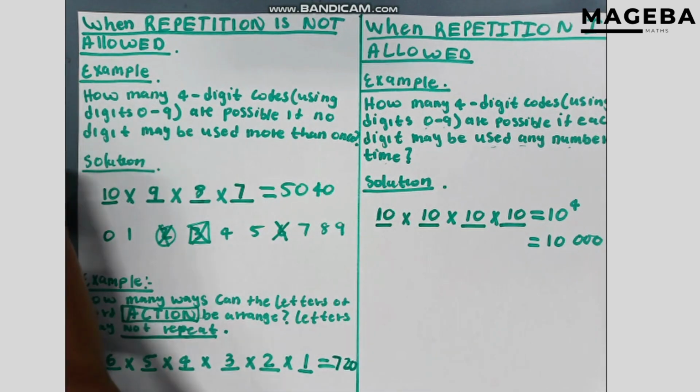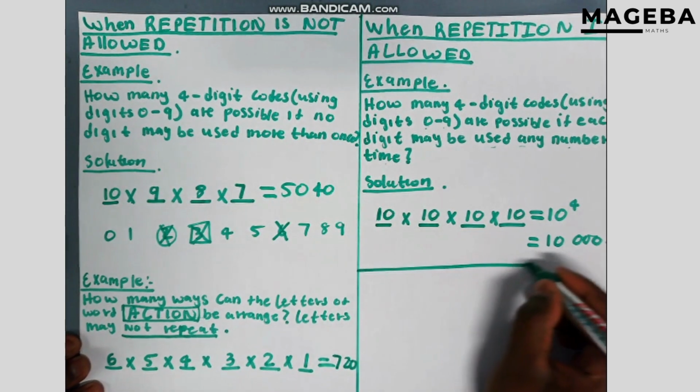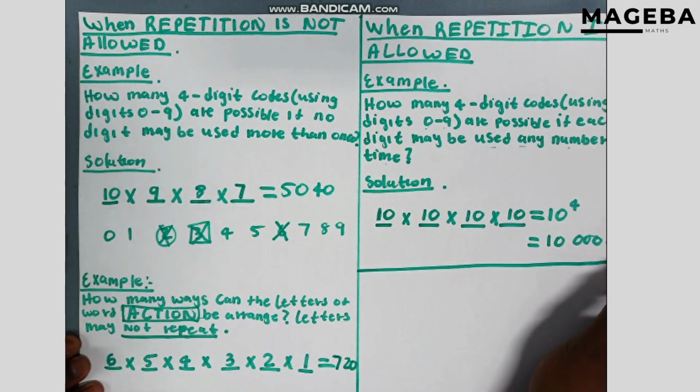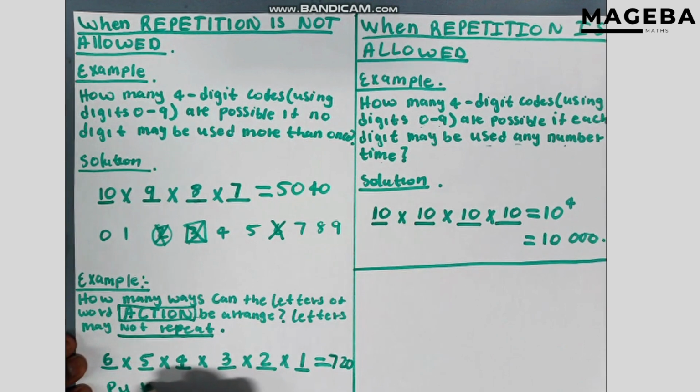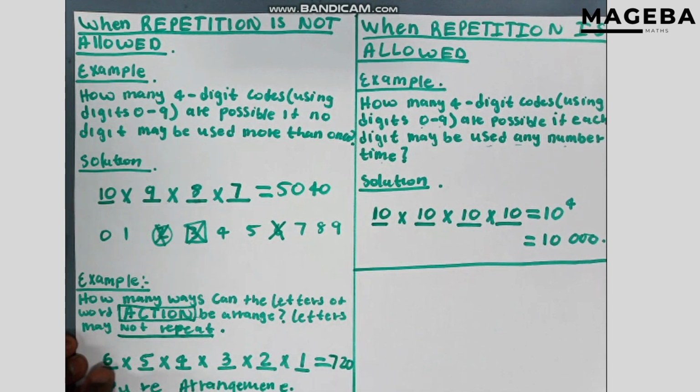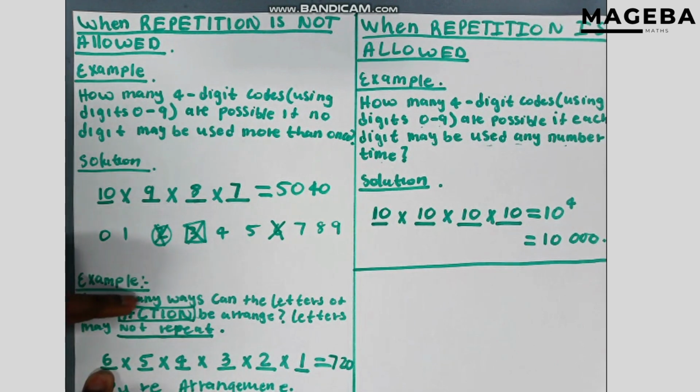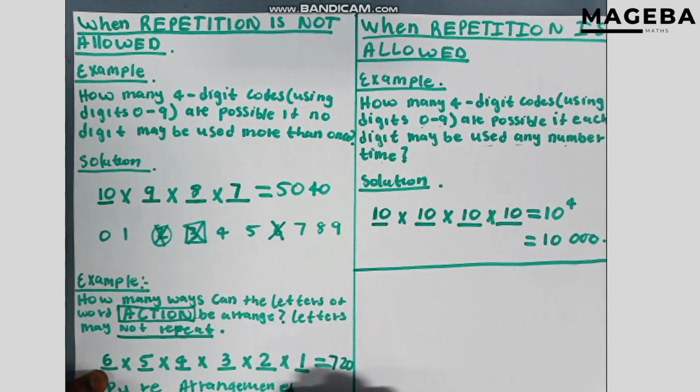Now, before I go, there's something that I want to introduce here. We call it a pure arrangement. It is where we start from where our letters started, where it was full, or where it was 6, until we use the last one, from 6 to 1. We call this a pure arrangement because everything here was used, nothing was left.